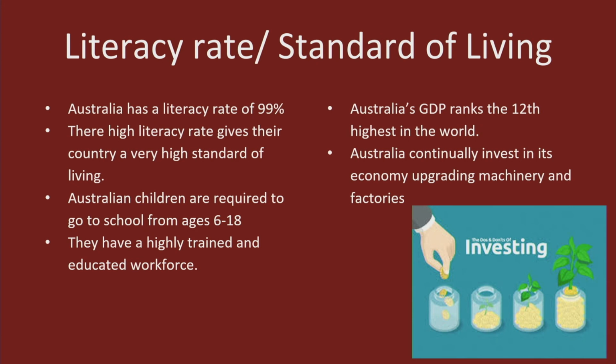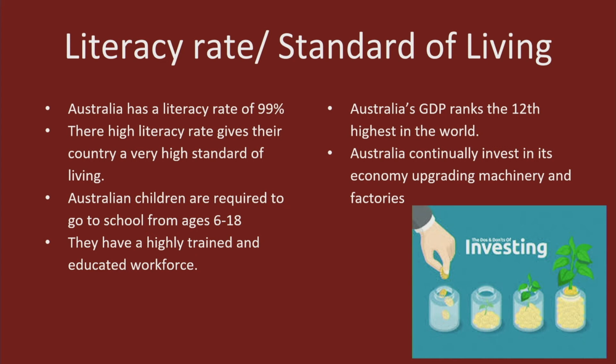So literacy rate and standard of living. Australia has a literacy rate of 99%. That is very, very good. Australia is very, very focused on their education. They make sure that the children are required to go to school from ages 6 to 18. And then they also have certain pathways for those students when they hit high school age. They're able to go into the college pathway or the trade pathway, whatever they want to do when they get older. They focus more on those education requirements.